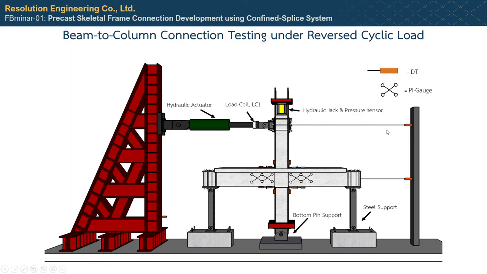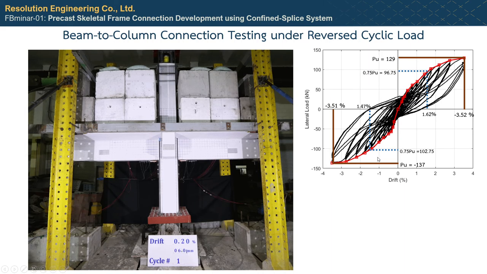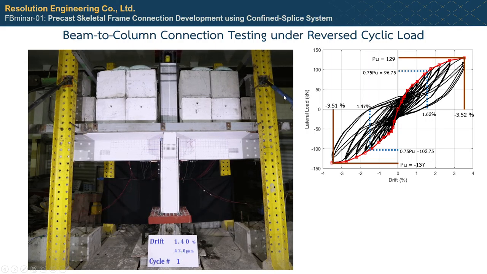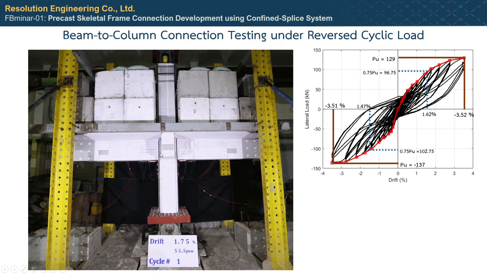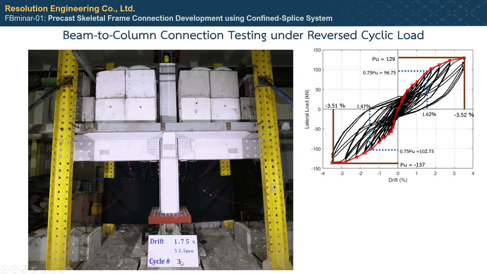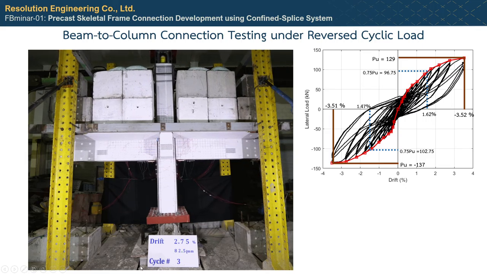Transducers measure the horizontal displacement at the top and at the beam level. The pie gauge is not that useful; we're not getting much information from it. Anyway, here's the test. 0.25% drift, 0.35, 0.5. You can see the amplitude gets larger and larger. The test frame is not that stiff, right? You can see the brace moving. It could be better. Students hate this word. You can now see the sliding.